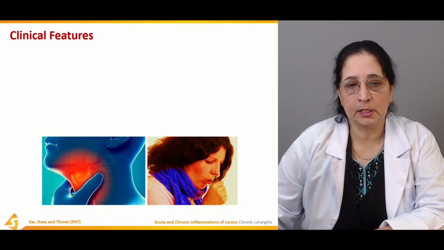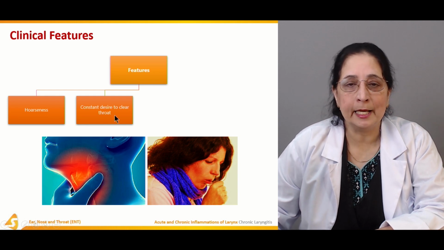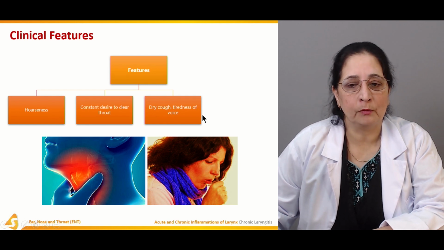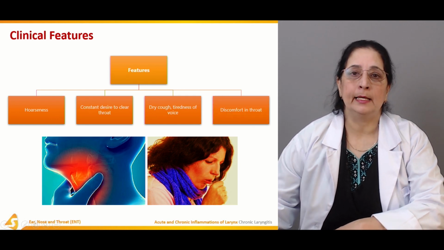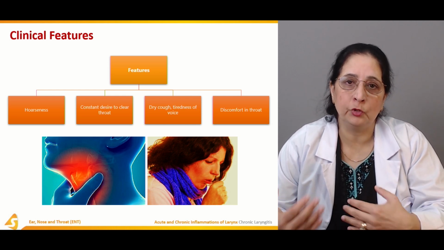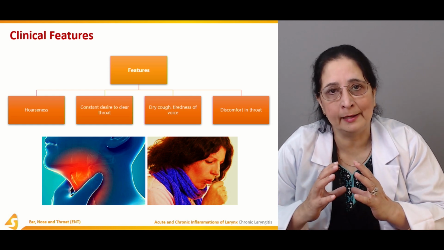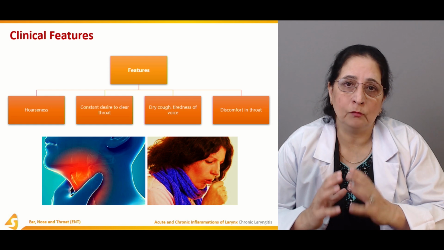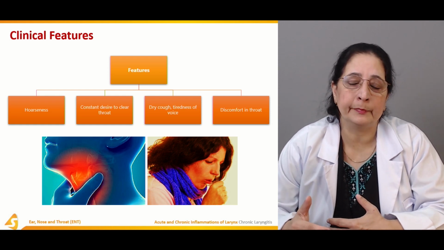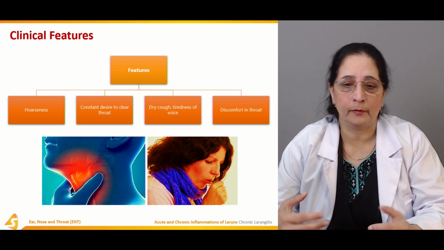Clinical features are hoarseness, constant desire to clear the throat, dry cough, tiredness of voice, and discomfort in the throat. So all these are the common clinical features. You notice that they are present whenever there is involvement of the larynx, because of the involvement of the vocal cords. Hoarseness of the voice is present, tiredness of the voice, and usually there is dry cough.